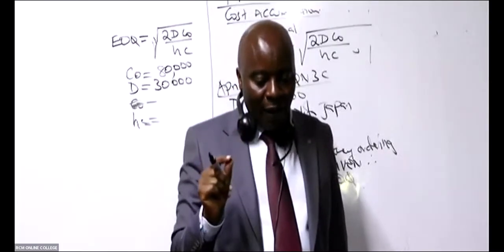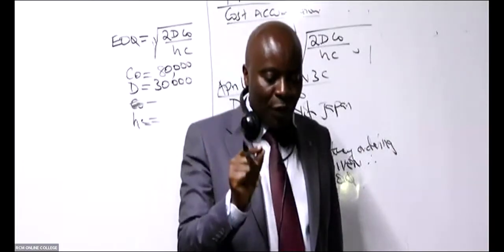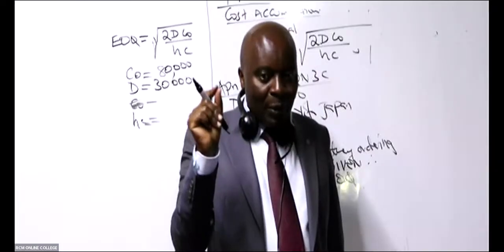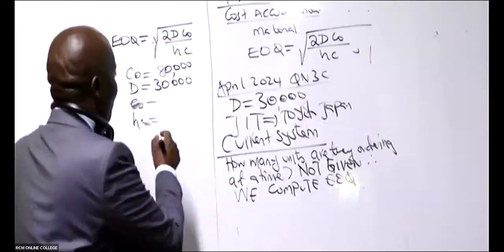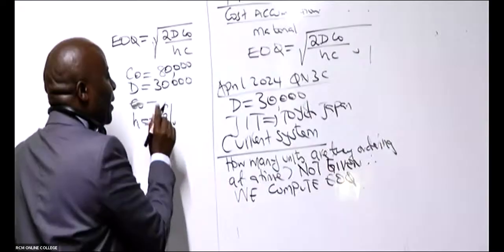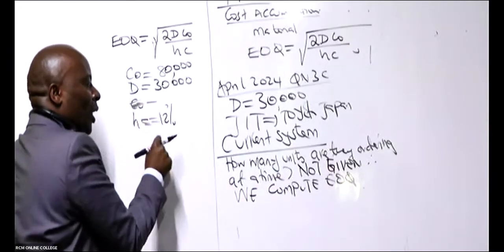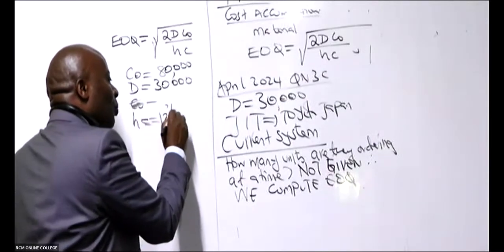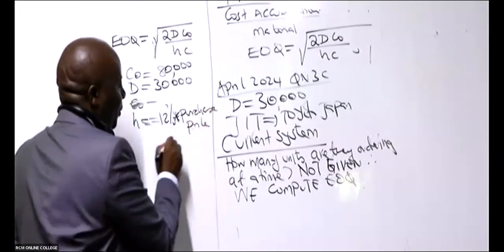What is given there? Or do we say that in the event of the holding cost being given as a percentage, we multiply it with what? The purchase price. That is what we agreed. So the holding cost is given as 12%. It can never be left like that. Holding cost is in Kenya shillings. So if it is given in form of a percentage, always multiply it with the purchase price.